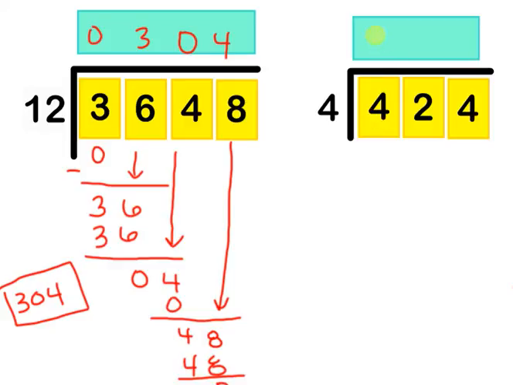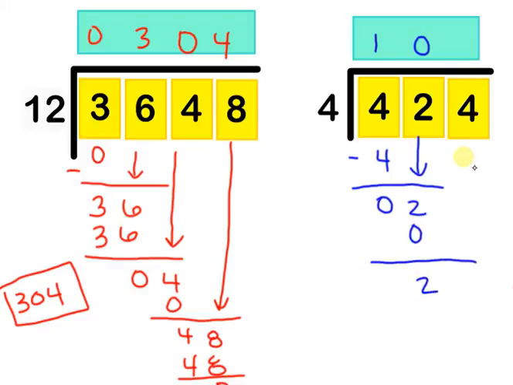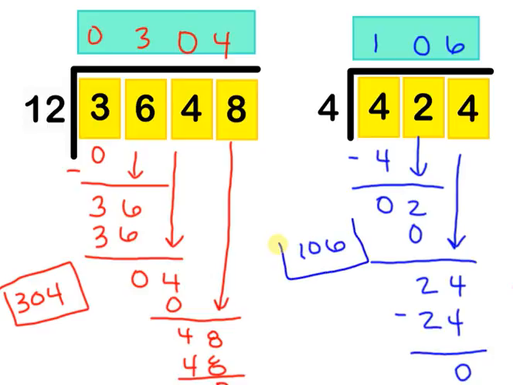4 goes into 4 one time. 1 times 4 is 4. 4 minus 4 is 0. Bring down the 2. 4 goes into 2 0 times. 0 times 4 is 0. 2 minus 0 is 2. Bring down the 4. 4 goes into 24 6 times. 6 times 4 is 24. 24 minus 24 is 0. So my final answer is 106 for that one.